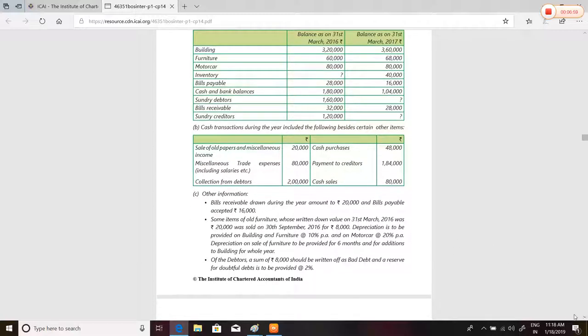Now, other information: bills receivable during the year amount to 20,000, and bills payable accepted 16,000. Some items of old furniture whose written down value on 31st March 2016 was ₹20,000 was sold on 30th September 2016 for ₹8,000. Depreciation is to be provided on buildings and furniture at 10% per annum and on motor car 20% per annum. Depreciation on sale of furniture to be provided for 6 months and for additions to the building for the whole year. After debtors, a sum of ₹8,000 should be written off as bad debts and the reserve for the doubtful debts is to be provided at the rate of 2%.